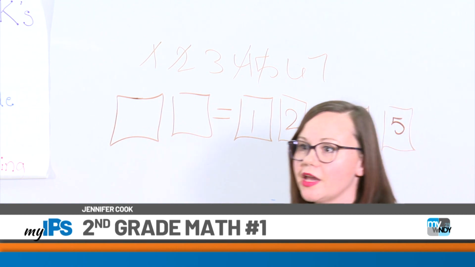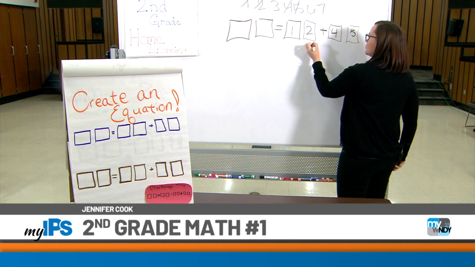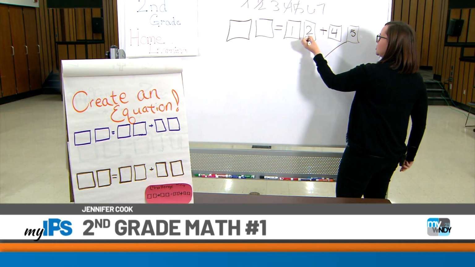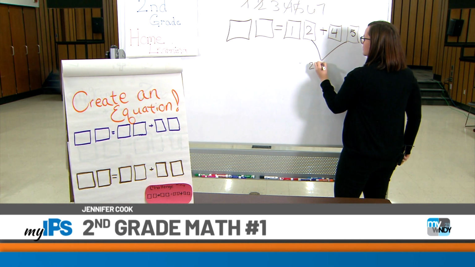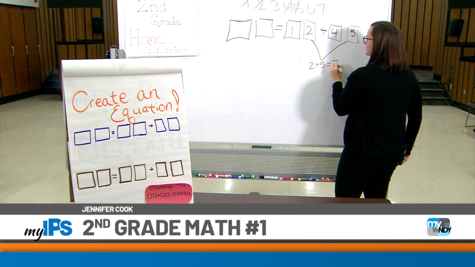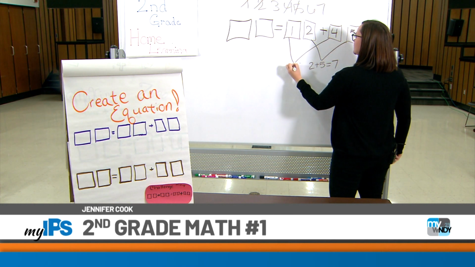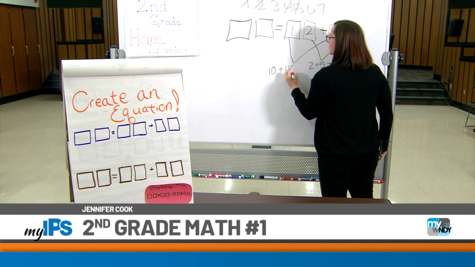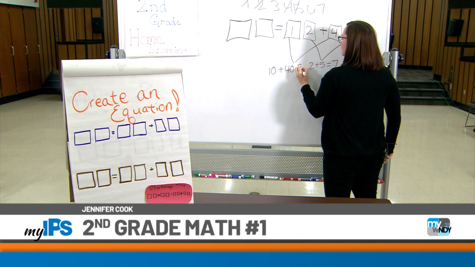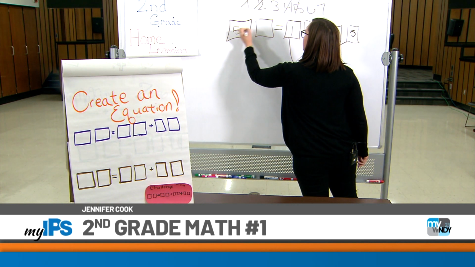Okay, so now I have to add it. Now I have to solve the problem, and I'm going to start at my ones. So 2 ones plus 5 ones equal 7. And then I have to add my tens. So 1 ten plus 4 tens, which is 10 plus 40, equals 50. So my answer would be 57.